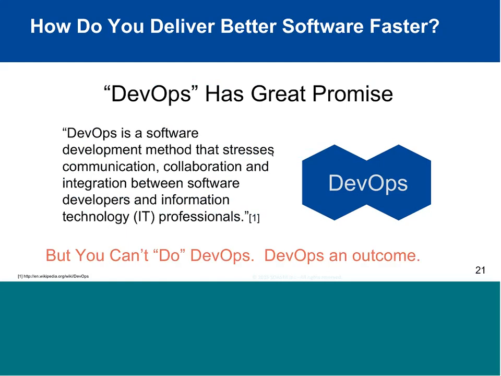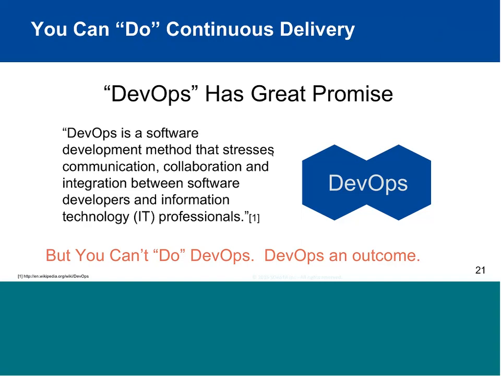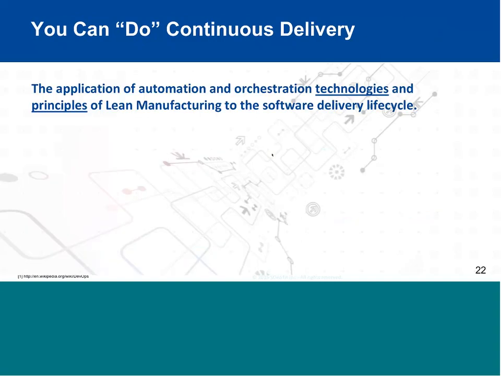The issue with DevOps, though, is DevOps is not something that you can do. DevOps is a goal or an outcome. It's a state that you achieve through certain processes and practices. So if we want to deliver better software faster, and we want to do that via a DevOps philosophy, what can we do about it? Well, what you can do is continuous delivery.